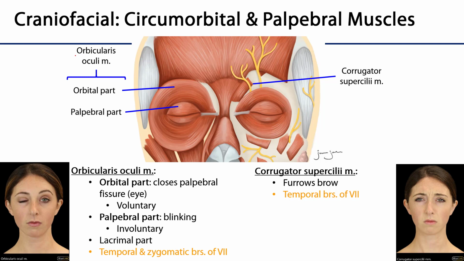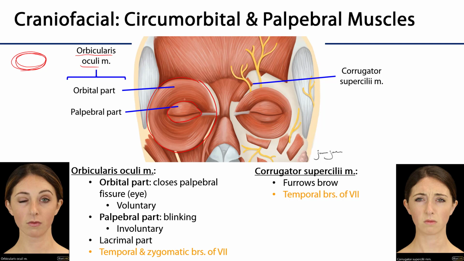So orbicularis means that the muscle fibers are arranged in a circular fashion, like so. And oculi refers to the eye. So this is the muscle with circularly arranged fibers that overlies the eye. And there are three parts to it. There's the orbital part. The orbital part is the largest part of orbicularis oculi. That would be everything between these two circles that I've drawn.